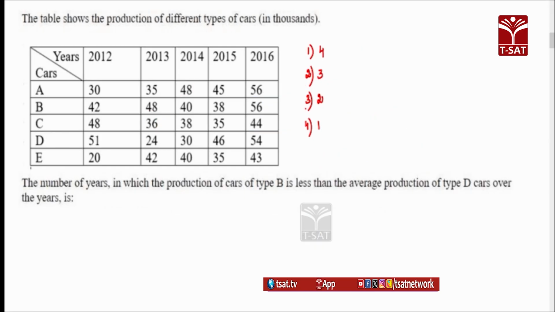Here the table again, the same table I have taken. The number of years in which the production of cards of type B is less than the average production of type D cards over the years. Find out the average production first. Now see here, it's 51, 24, 30, 46 and 54. If it comes to average production, take 40 as your assumption.